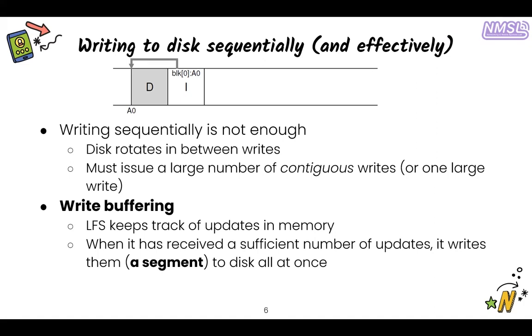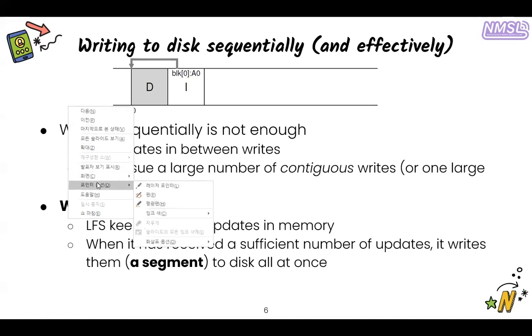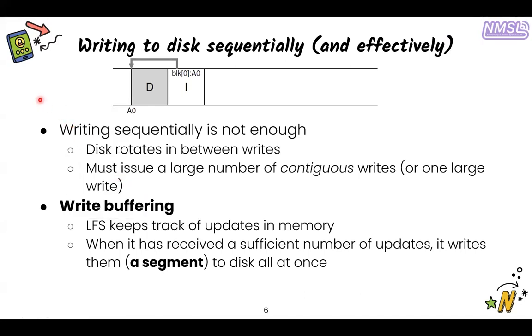Now, if we think about it, how about if we just write sequentially one after another, right? But when we write, there's also other stuff that we need to write, like metadata. And sometimes these writes, although sequential, might not happen immediately right after. And at that time, the disk might have rotated, right? So that you could actually miss. And for the sequential write, you might actually have to wait a little bit. So what we actually want is a large number of contiguous writes, or one big, large write.